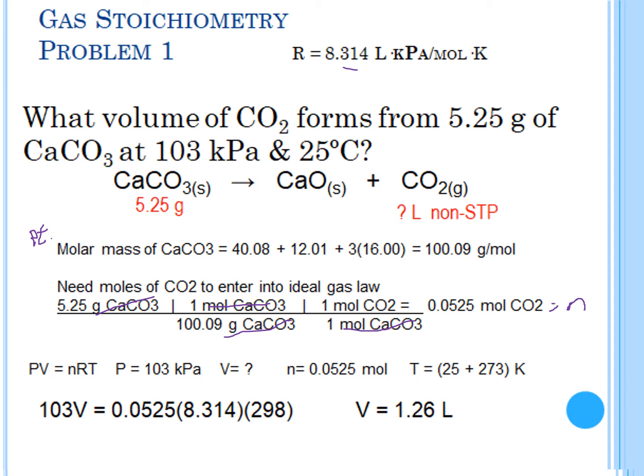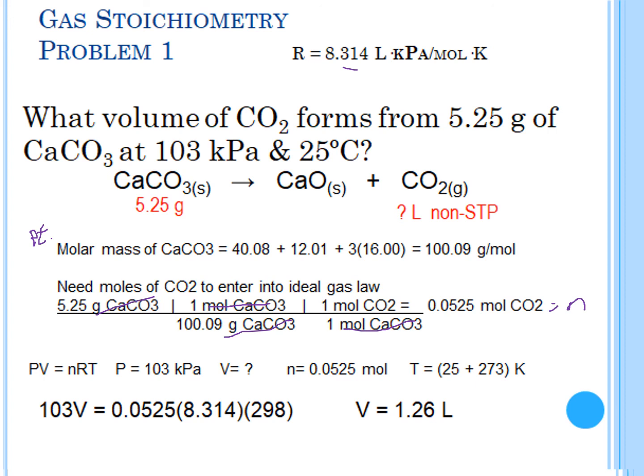So PV equals nRT. Write down all the variables. It might seem a little tedious, but we have so many numbers and conversions going on. It'll make sure everything is where it needs to be. So 103 kilopascals, we are solving for volume. N is that 0.0525 moles. And then temperature, don't forget to convert that Celsius into Kelvin. A tricky step at the end, something simple and easy to overlook. Plug everything in and solve for volume, 1.26 liters.